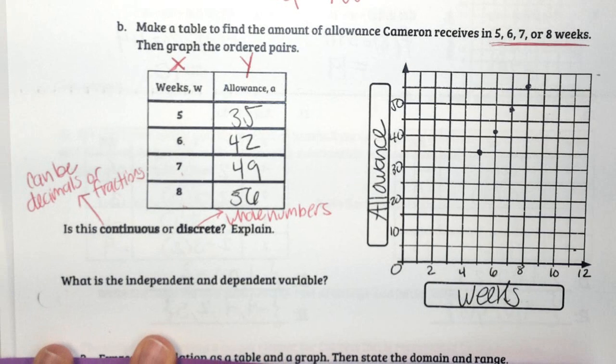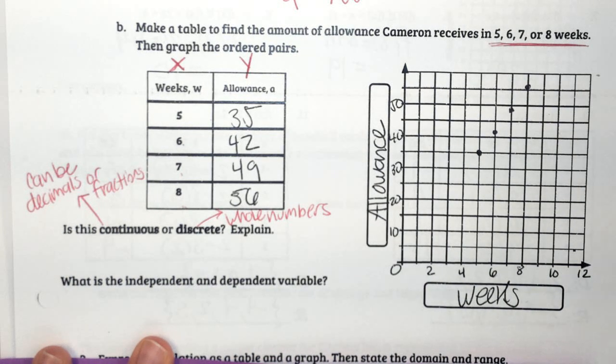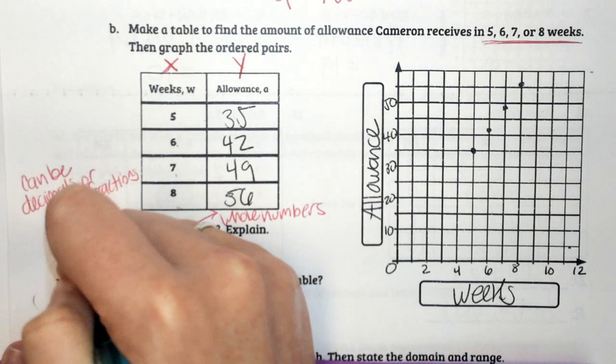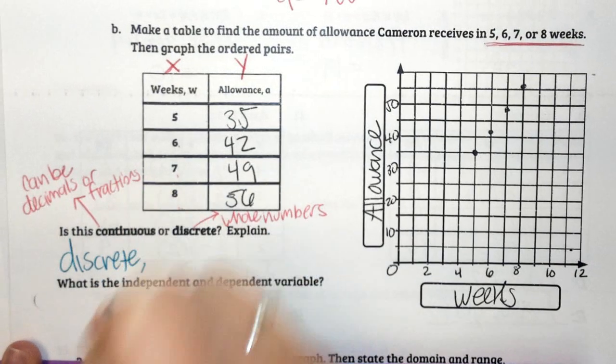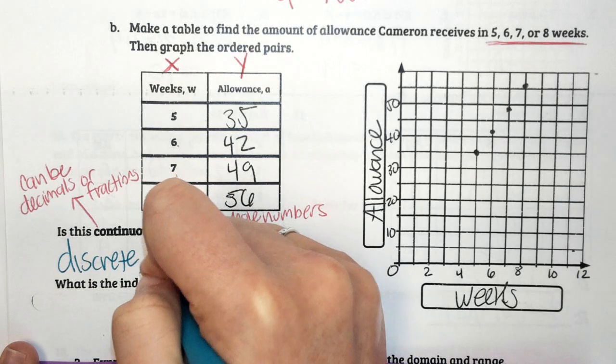So, in this case, is it going to be continuous or discrete? Discrete. This one is discrete, and the reason is because he gets paid by the whole weeks.